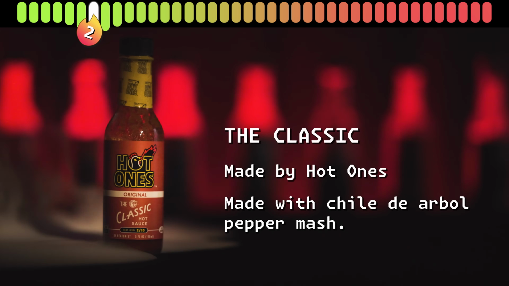All right, both contestants get a level 2 spicy bite. Jason, tell us about our level 2. Our level 2 today is the classic from Hot Ones. This is a chili de arbol pepper mash. There's a little apple cider vinegar in there, some salt, garlic, turmeric. You're not gonna taste any of it.